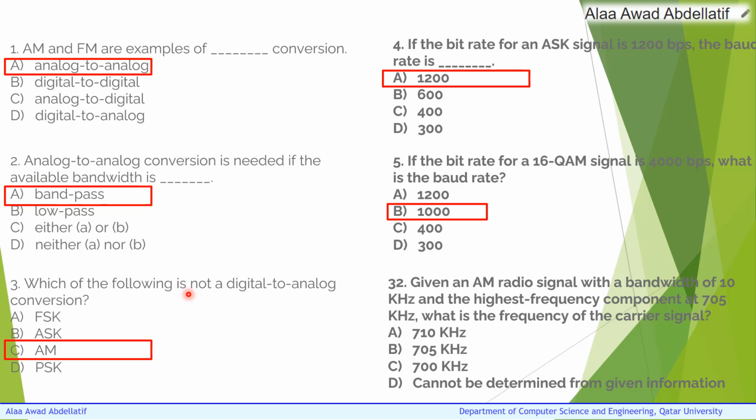We divide it: 5 here and 5 here, so it will be 700. No, wait. I am asking about the carrier, sorry. This is 795, but the carrier frequency is 700, because I'm asking about the carrier frequency. Okay. This question mainly needs you to know that the carrier frequency is in the middle of the bandwidth.